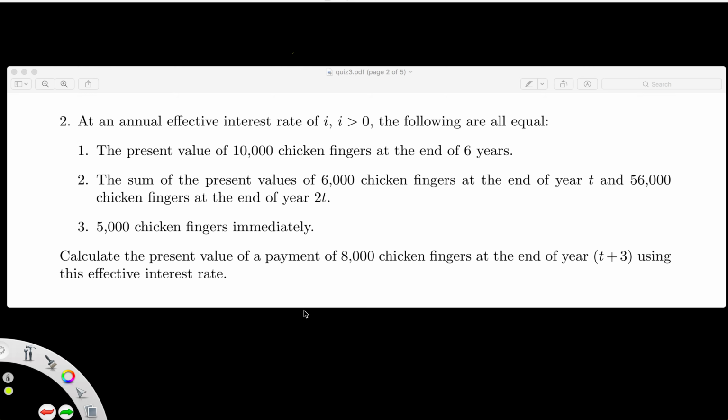This is No Static, and we will be solving a present value problem of the type found on the Financial Mathematics actuarial exam. First, the problem.